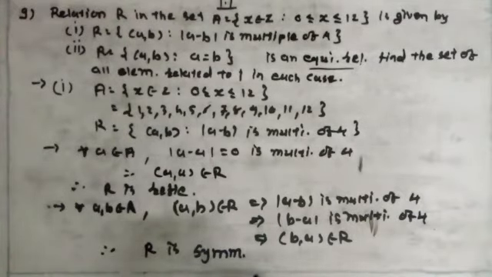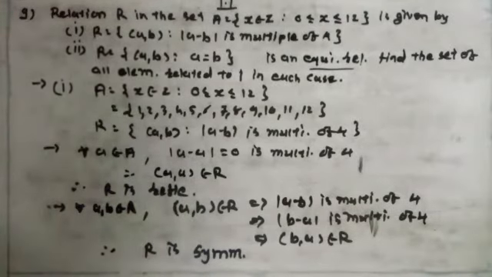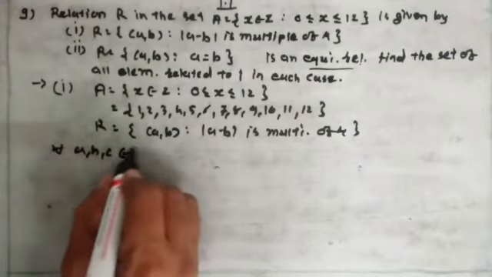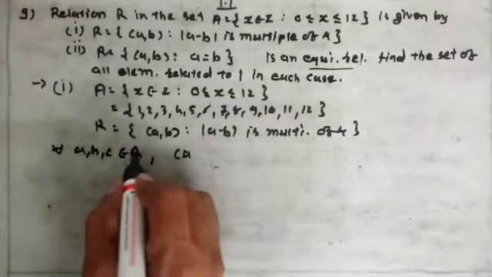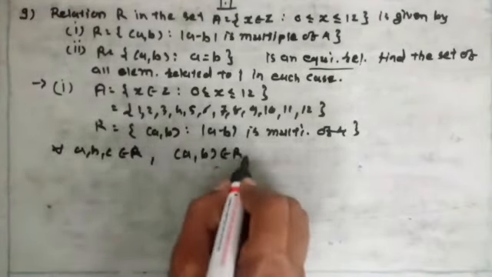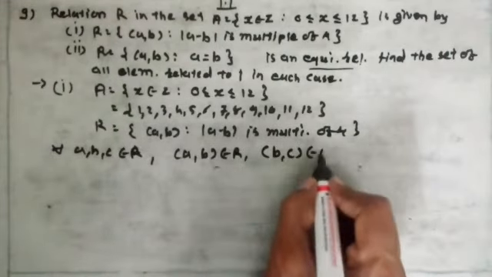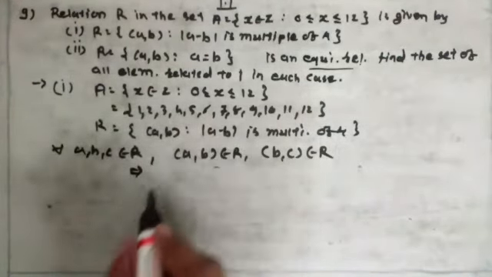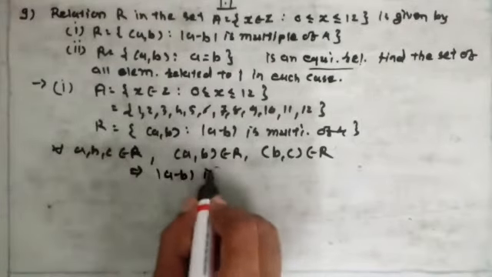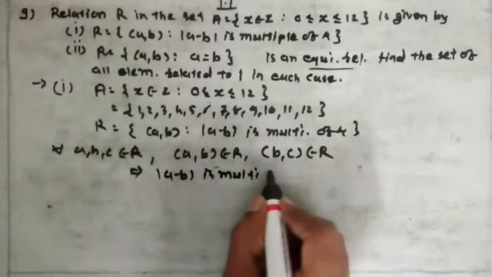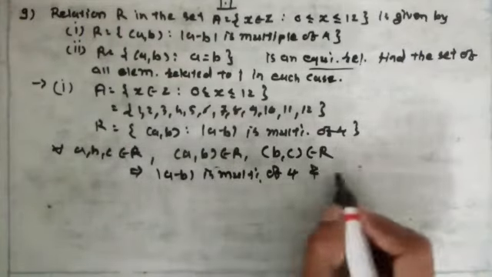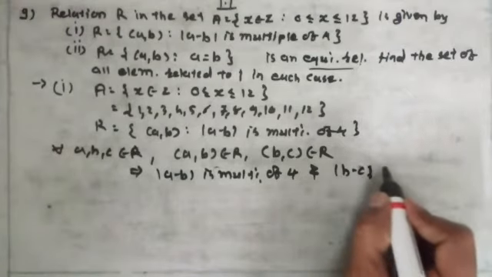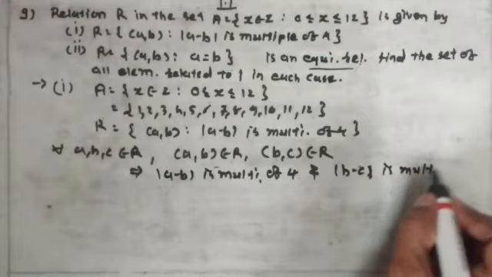Now here we prove that R is transitive. For transitive, take for all a, b, c belongs to A, (a, b) belongs to R and (b, c) belongs to R. This implies |a − b| is a multiple of 4, and (b, c) belongs to R, that is |b − c| is a multiple of 4.